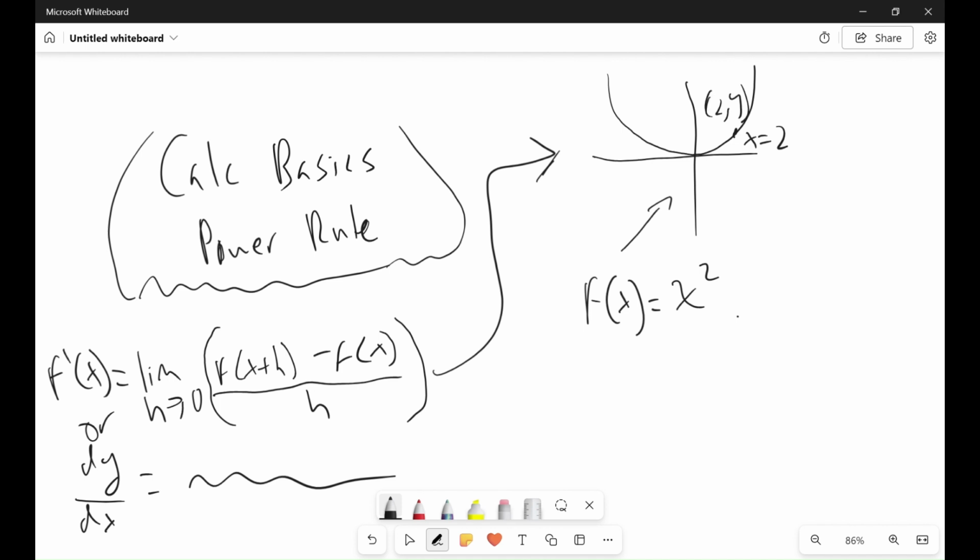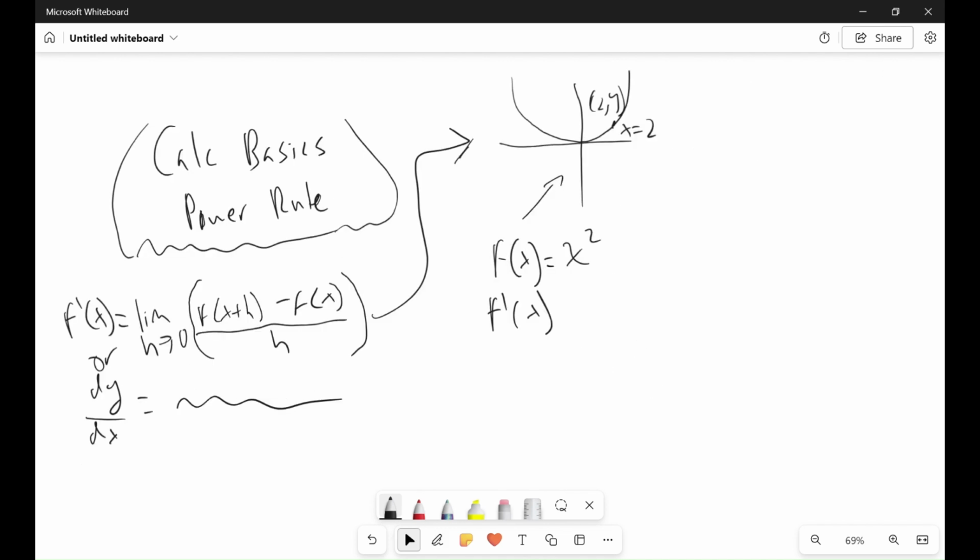Yep. And we want to find f prime of x in general. And then we can plug in x equals 2 to find the actual slope of the line tangent to the curve at x equals 2. So let's get going by using our formula that we found earlier.